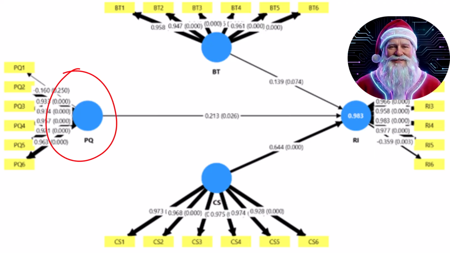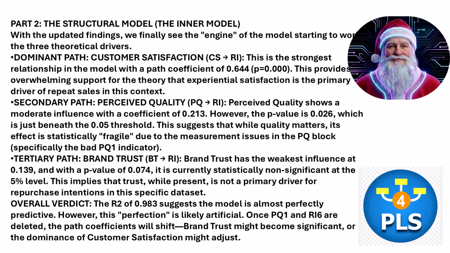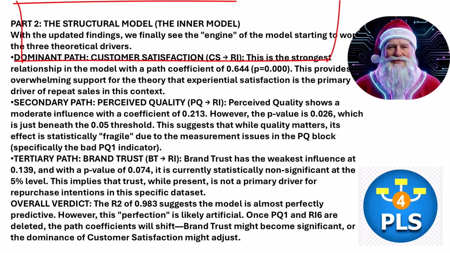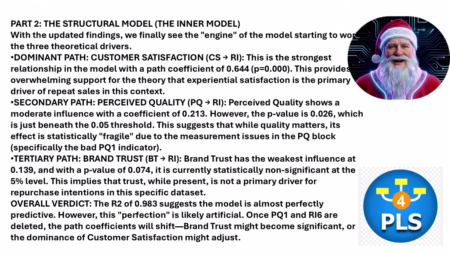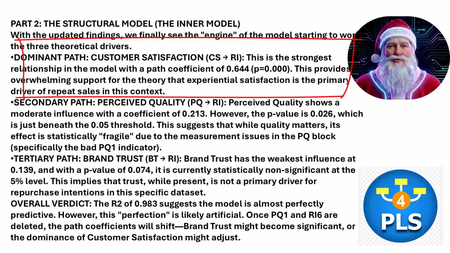Now, even with those messy indicators, we can start to see the engine of our structural model finally firing up. Isn't it cool to see how these different drivers start to separate themselves? If we look at the paths, the absolute superstar here is customer satisfaction. With a path coefficient of 0.644 and a perfect p-value of 0.000, it's clearly the dominant force driving repeat sales in this model. It's basically screaming at us that happy experiences are the #1 reason people come back.